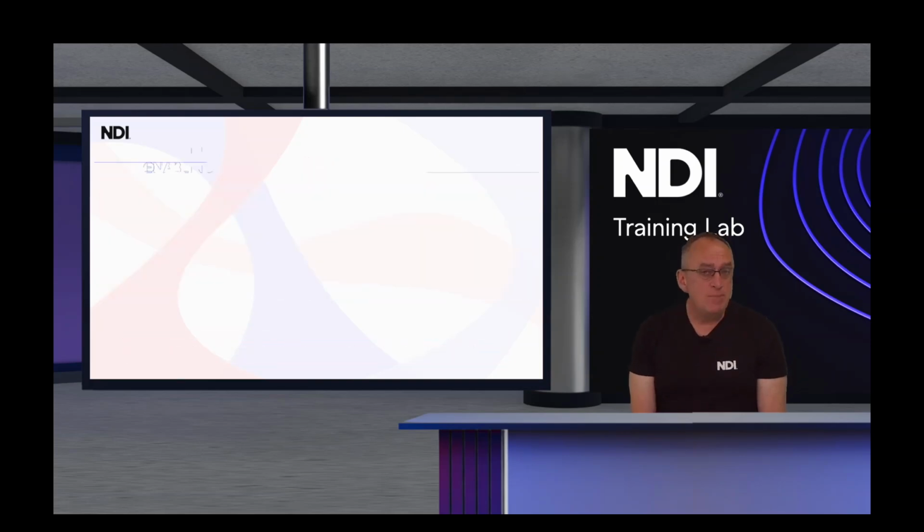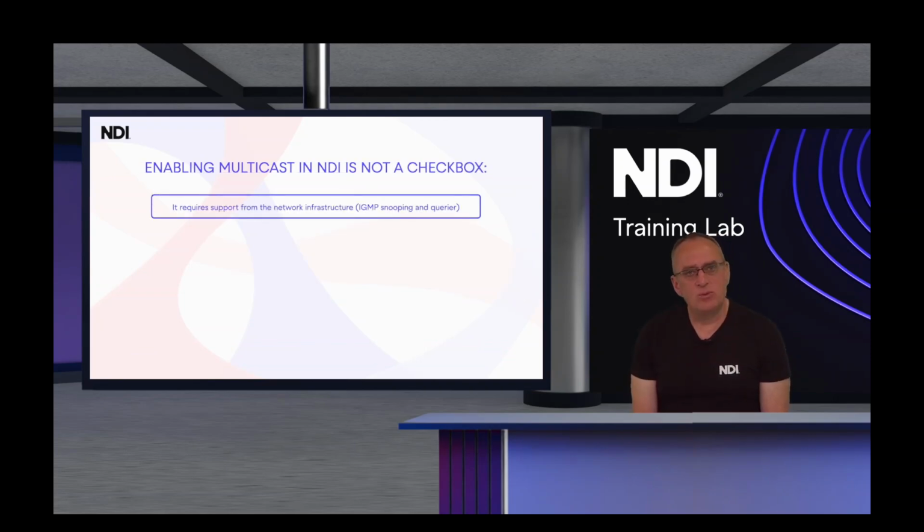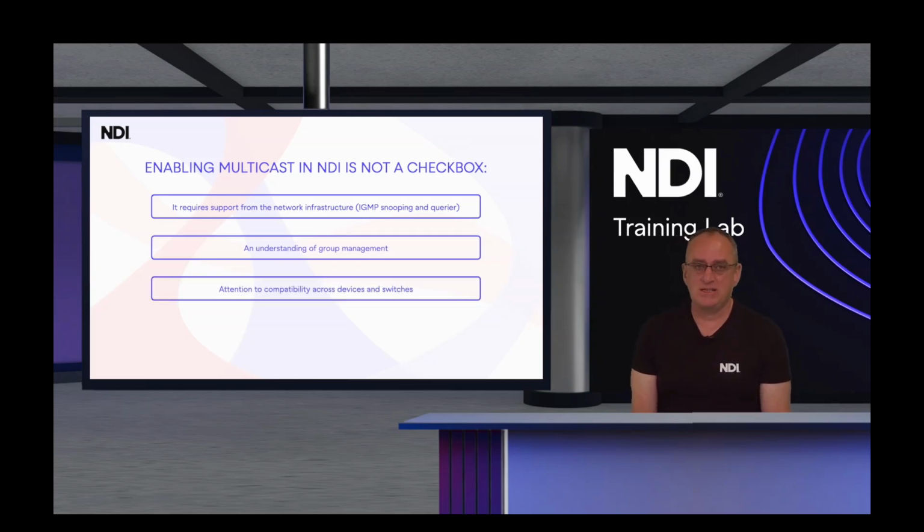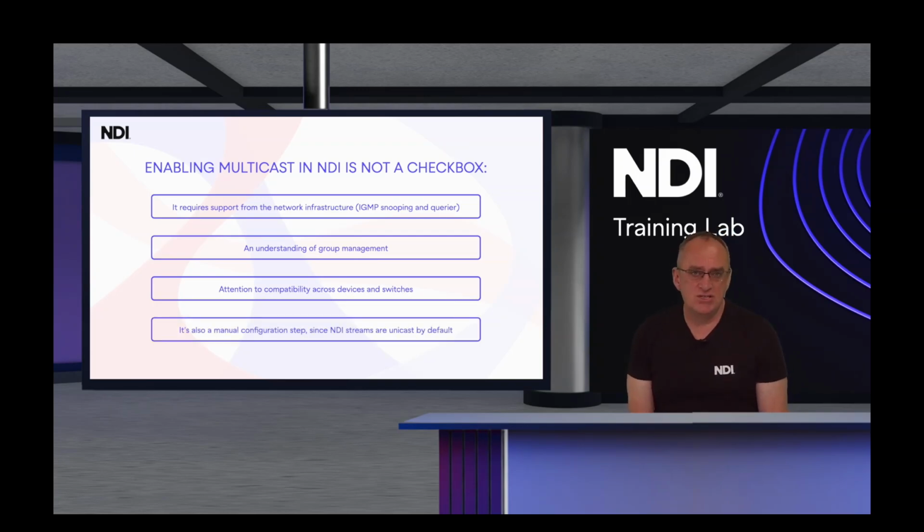However, enabling multicast in NDI is not just a checkbox. It requires support from the network infrastructure, IGMP snooping and querying, for example, and an understanding of group management and attention to compatibility across devices and switches. It is also a manual configuration step, since NDI streams are unicast by default.